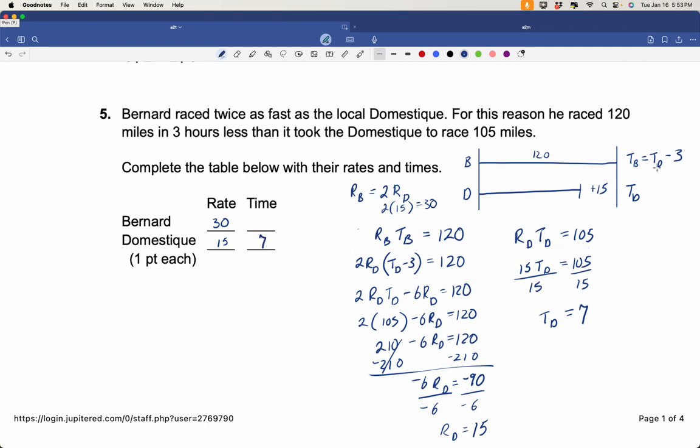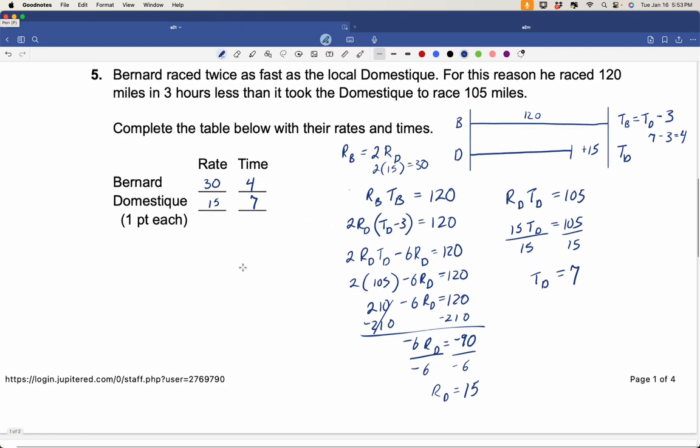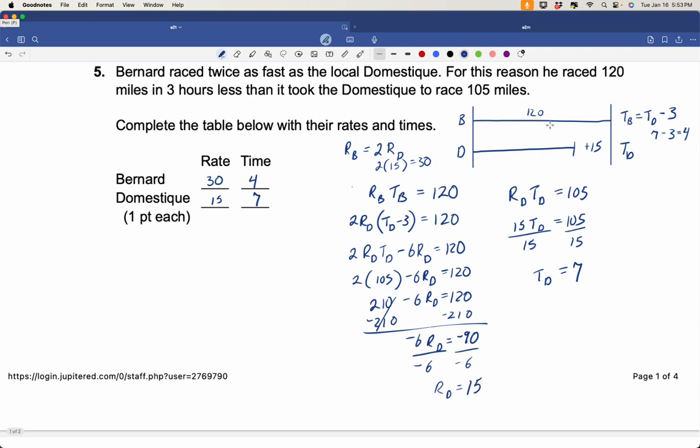So that means I can come up here and I can say the time of Bernard is equal to the time of Domestique minus 3. So 7 minus 3 equals 4. So his time was 4. And that should be the correct answer. So sometimes you got to draw that little picture just to wrap your head around what you need to do. And then you can solve.